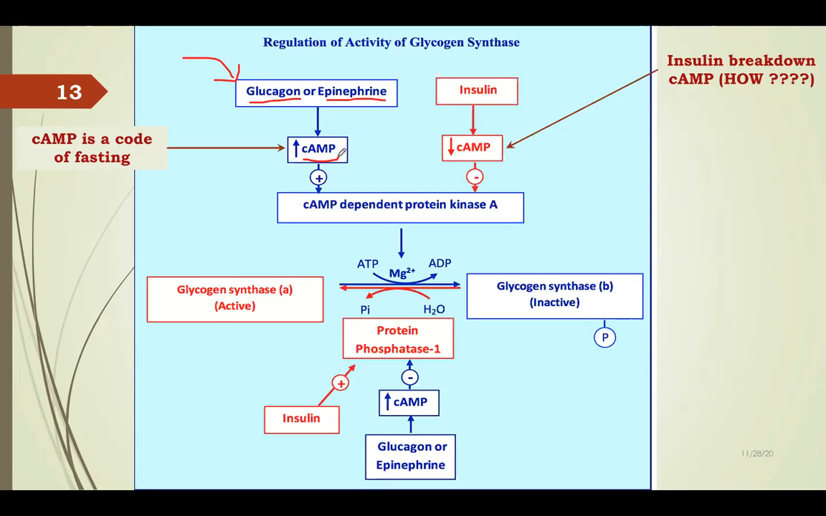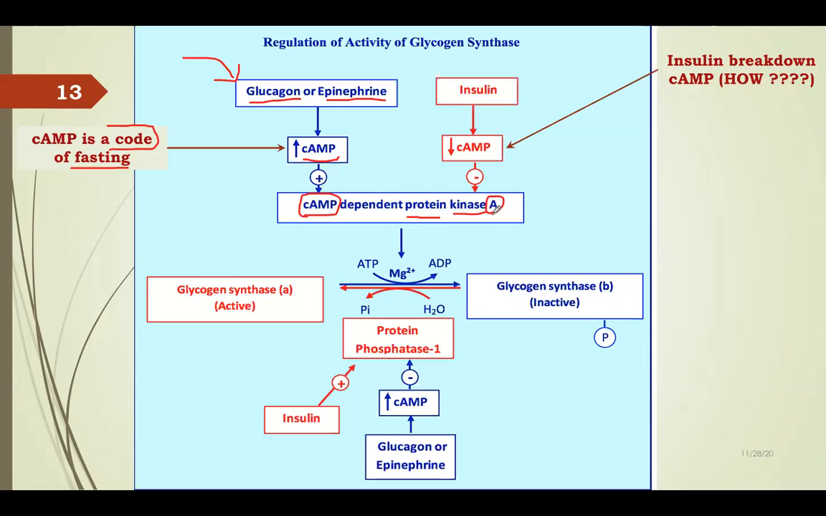Glucagon and epinephrine increase the level of cyclic adenosine monophosphate. As you see, this is a code, a signal of fasting or starvation. So cyclic adenosine monophosphate is only elevated during fasting or starvation. Okay? Cyclic AMP, the hormone signal or second messenger, activates a kinase enzyme. What is a kinase? A chemical activator. Chemical activation occurs by binding of phosphoric acid. Why is it protein? Because all enzymes are protein. Why is it capital A? Because I have B and C.